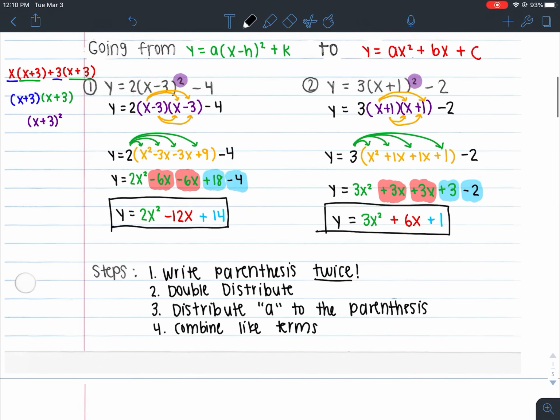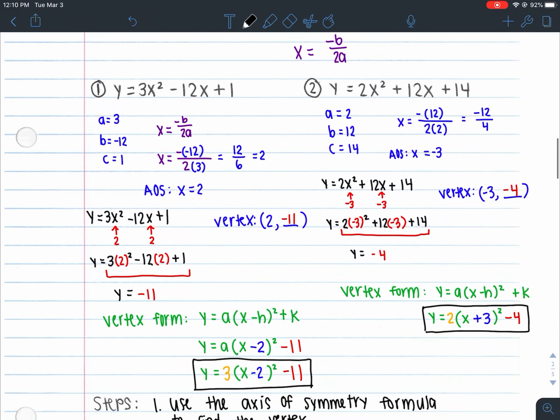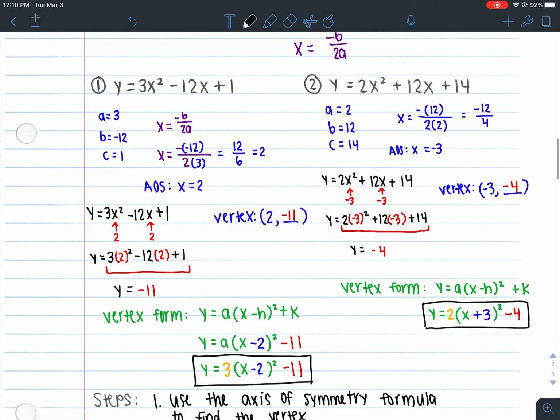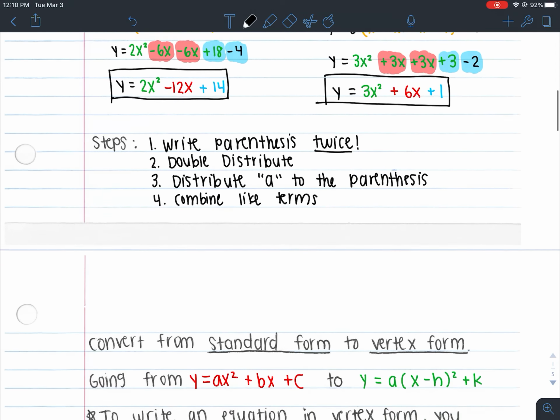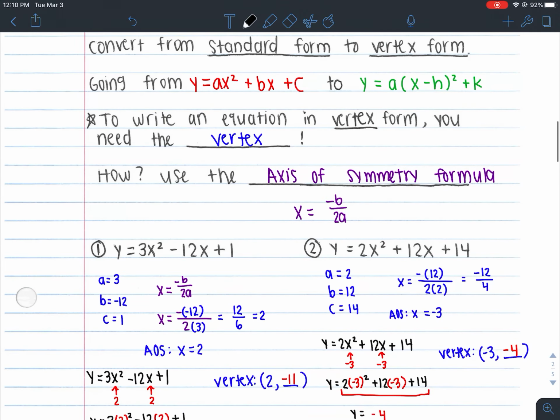So, was the first page similar to the second page? Not really, right? There's a lot more work in the second page. There's a lot more thinking involved. On the first page, if you're going from vertex form to standard form, you're getting rid of the parentheses. So you're distributing a lot, you're combining a lot of like terms. This is typically the easier one to do, going from vertex to standard. The harder one is going from standard to vertex.